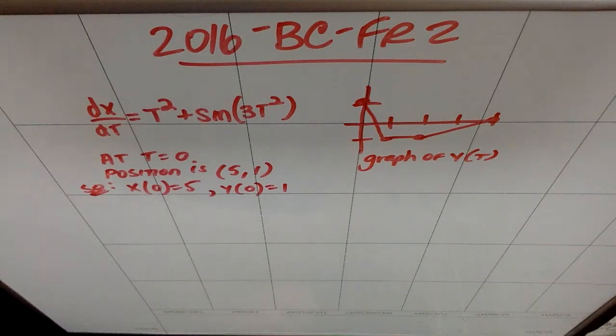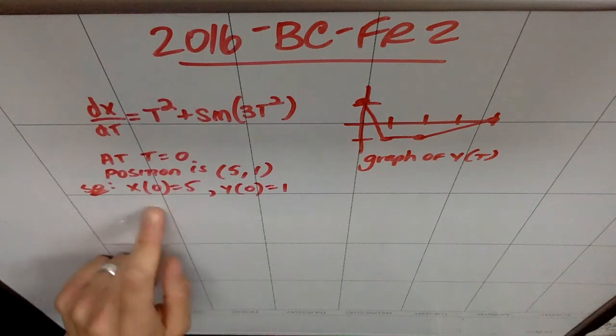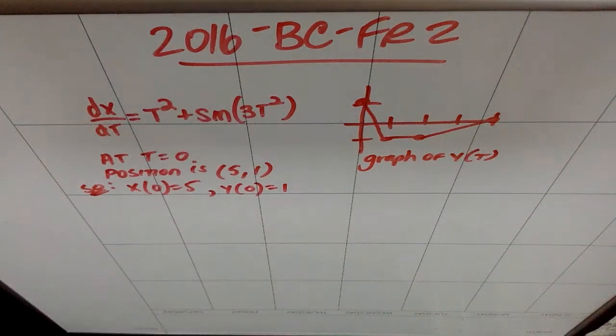At t equals 0, the particle has position 5, comma 1, meaning that x of 0 is 5 and y of 0 is 1. Cool, which we can also see on the graph, y of 0 is 1. We can't see the x. All right, cool. Part A, find the position of the particle at t equals 3.